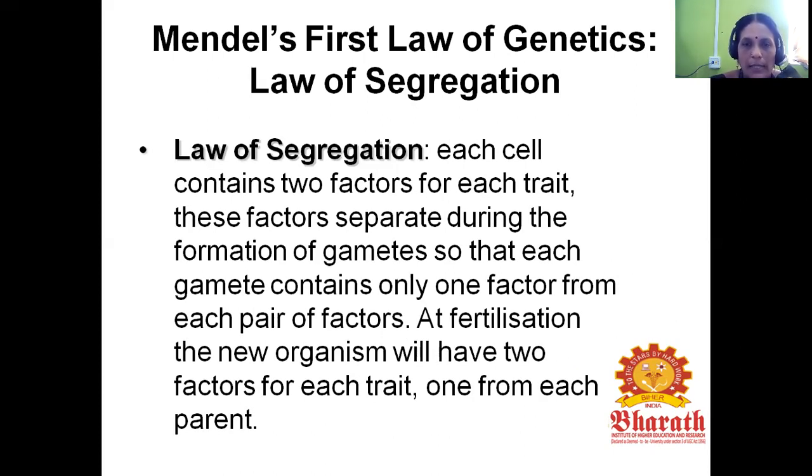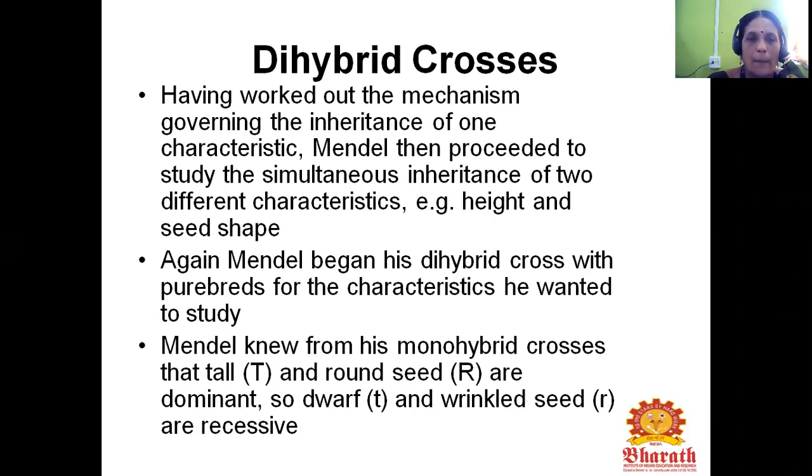So what is the law of segregation? Each cell contains two factors for each trait. These factors separate during the formation of gametes so that each gamete contains only one factor from each pair of factors. So at fertilization, the new organism will have two factors for each trait, one from each parent.